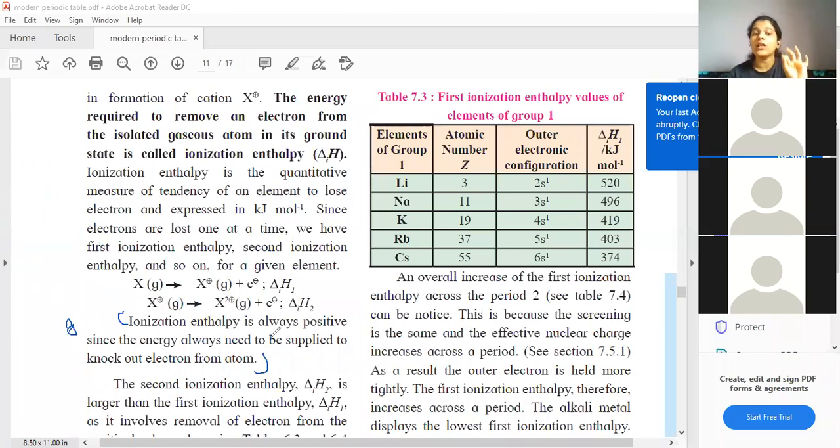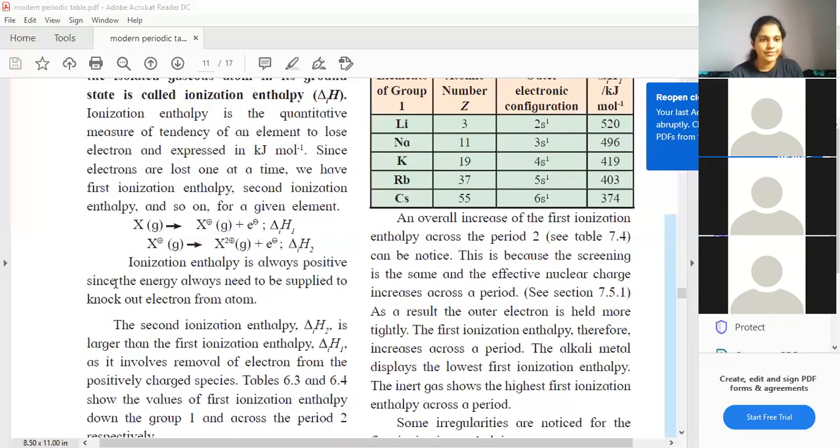Ionization enthalpy is always positive since energy always needs to be supplied to knock out the electron from the atom. So delta IH value is always going to be positive. See students, positive meaning endothermic. Endothermic meaning it absorbs energy. So in order to remove an electron, there should be intake of energy. Externally energy should be applied. The atom will take up that energy in order to kick out the electron. Fine. I hope you all understood this point.